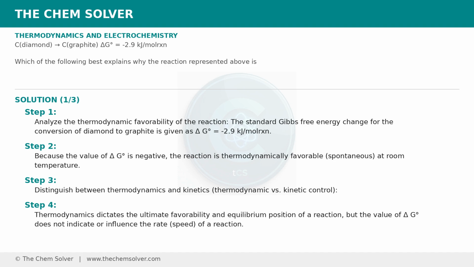Analyze the thermodynamic favorability of the reaction. The standard Gibbs free energy change for the conversion of diamond to graphite is given as ΔG° equals minus 2.9 kilojoules per mole of reaction. Because the value of ΔG° is negative, the reaction is thermodynamically favorable, spontaneous, at room temperature.